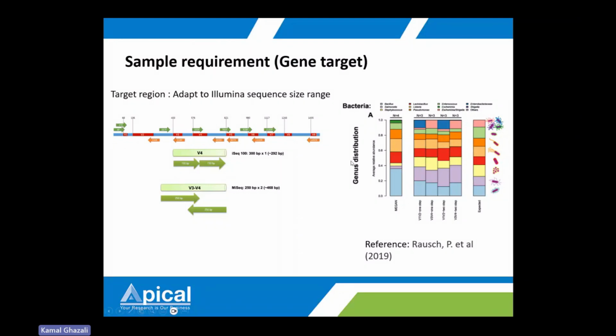So it depends on your study, and you have to look in the publications to see which gene target is suitable for your studies. But if you want a general overview of the microbes in the environment, I suggest that V3-V4 or V4 will be one of the well-studied variable regions for this amplicon sequence analysis. All right.